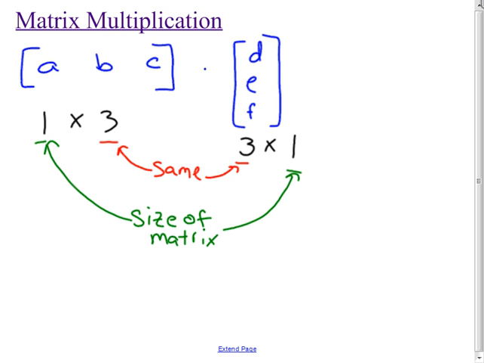So my resulting matrix, after I do all of the work and multiply it together, is a 1 by 1. It's one element in there. So that's the process of figuring out if you can multiply them together. Next, we're going to get into how we multiply them together.